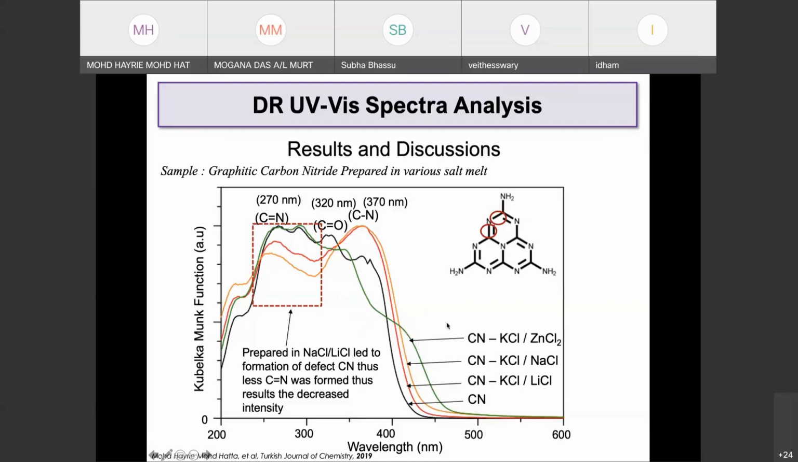You can discuss clearly the spectra shift in this example. Preparation in the different salt melts causes a red shift, for example. The red shift can come from a decrease in the crystallite size, for example.